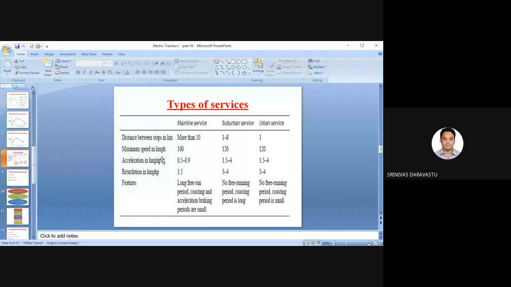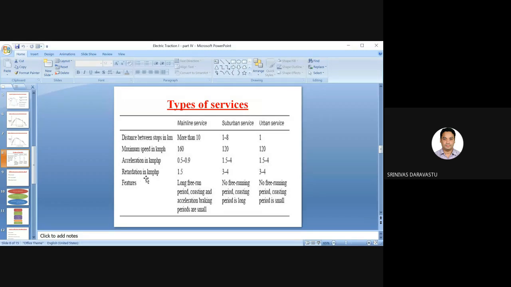And the maximum speed in kilometers per hour, mainline service is 160 and urban services is 120. Suburban services 120, urban services 120. And the acceleration values are mainline services 0.5 to 0.9, suburban services 1.5 to 4, urban services 1.5 to 4. Now retardation in mainline services 1.5, suburban is 3 to 4, urban is 3 to 4.